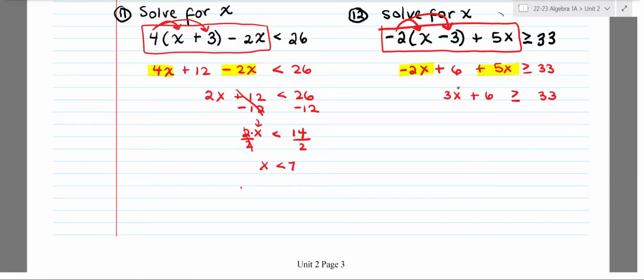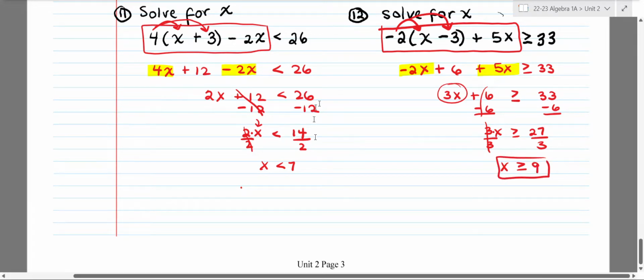All right, so now we're ready to solve for the x, but first we have to get rid of the plus 6. And so we have 3x greater than or equal to 27. And this is multiplication, so we divide out the 3. x greater than or equal to 9. And I think that's it.